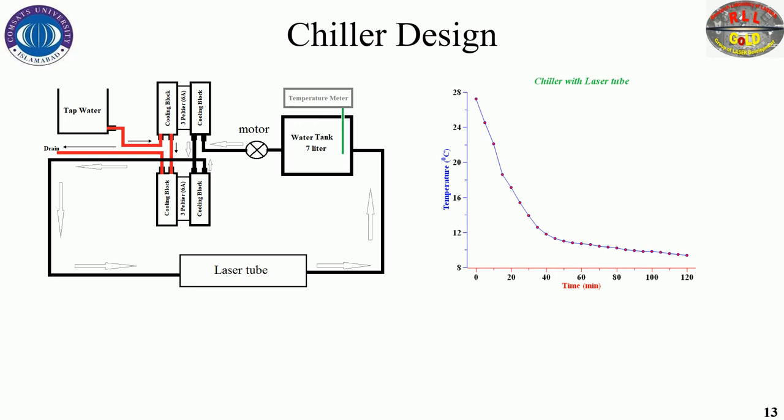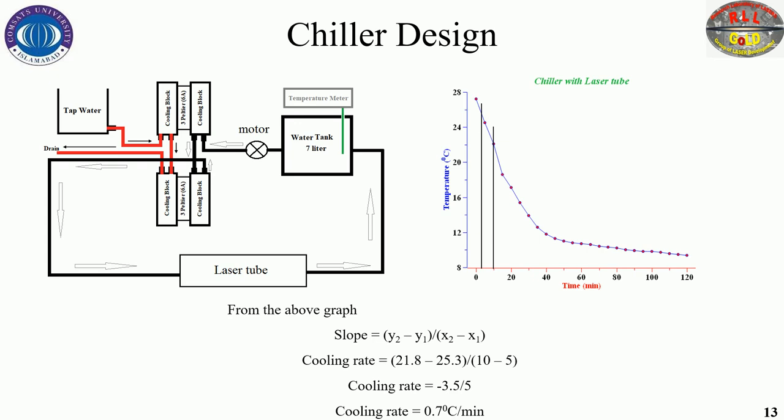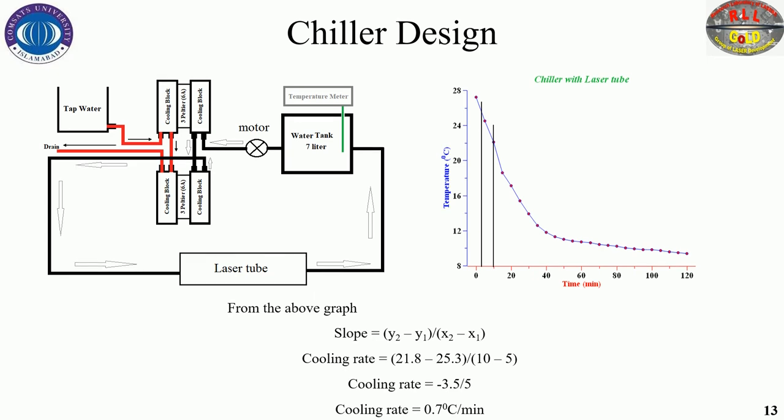This analysis is done when the chiller is connected to the laser tube but the laser is not operational yet. From this, we take a slope to find the cooling rate of this chiller, which gives us this value, 0.7 Celsius per minute, which is enough to compensate the heat generated in the laser cavity. Then, the working of the chiller.